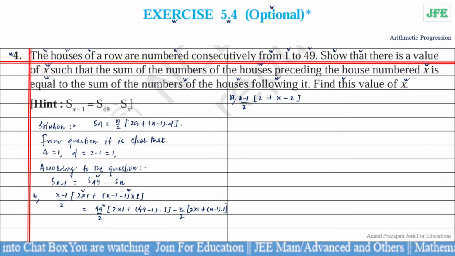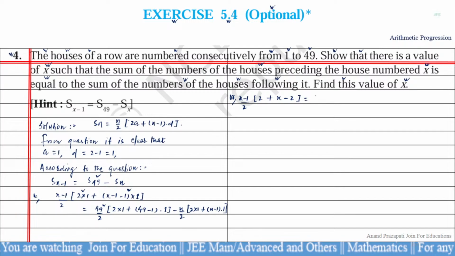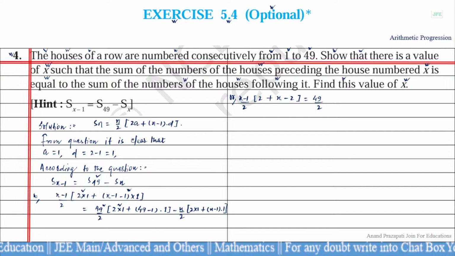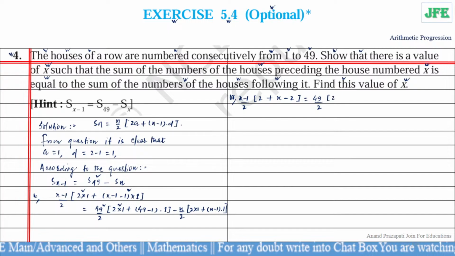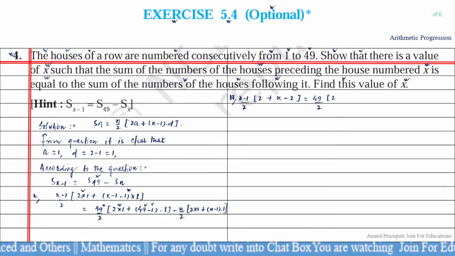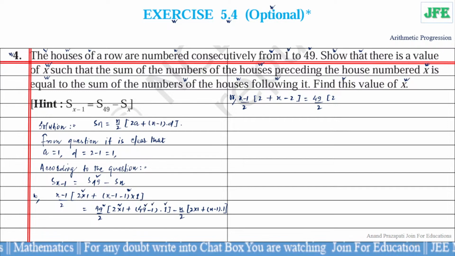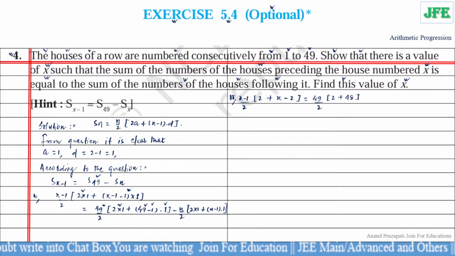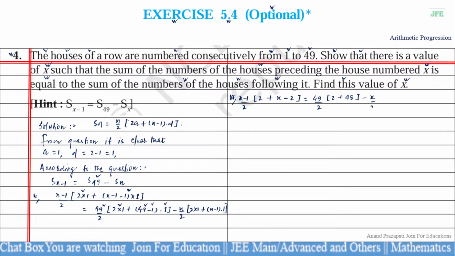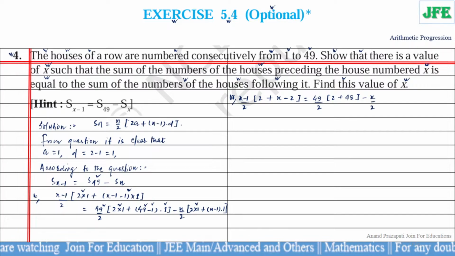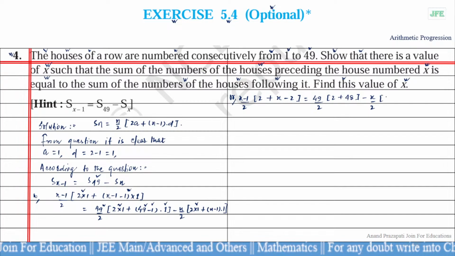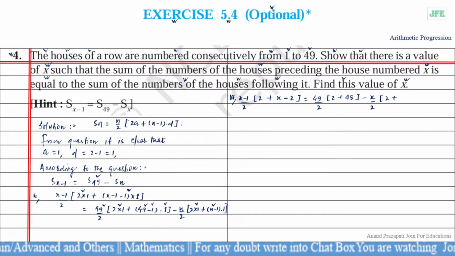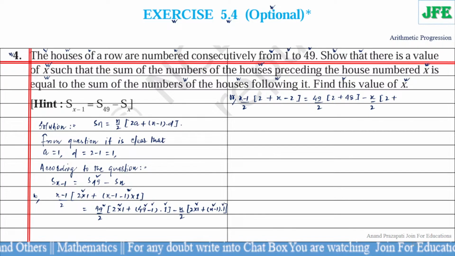So here will be 49 by 2 equal to, and 2, we write down here 2, 49 minus 1 equal to 48 into 1 equal to 48. So we write down here 48 minus, we write down here x by 2, and 2, we write down here, plus x minus 1 into 1 equal to x minus 1.